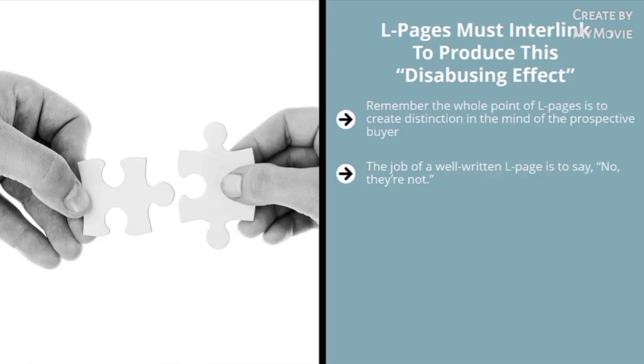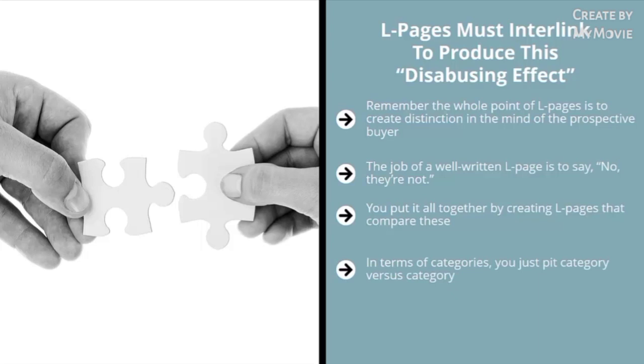You can say that there are different levels. There are different categories. There are different types. There are different brands. There are different products. You put it all together by creating L pages that compare these. So, with the different levels, you list them down. You say top level, bottom level, and then explain why. In terms of categories, you just pit category versus category. You would say this is one particular category of solution and this is another.